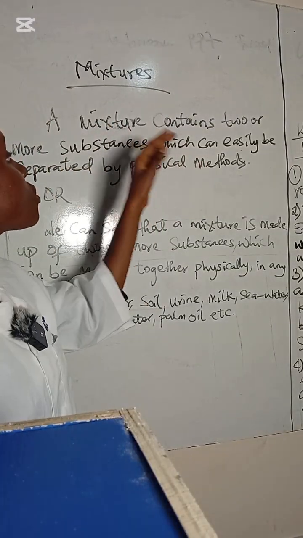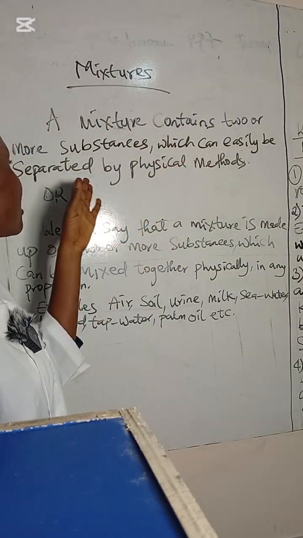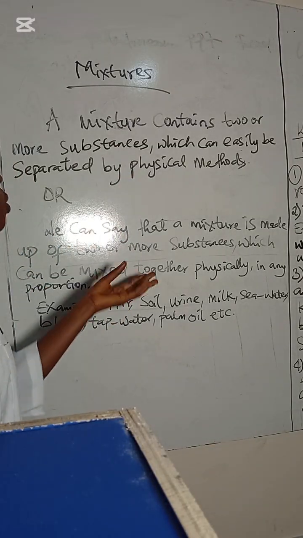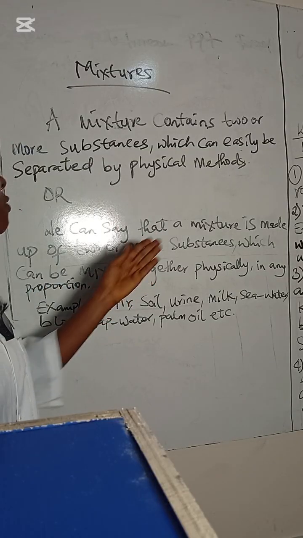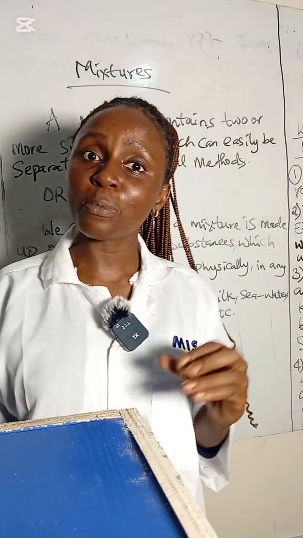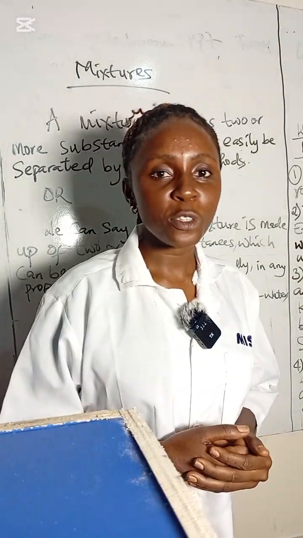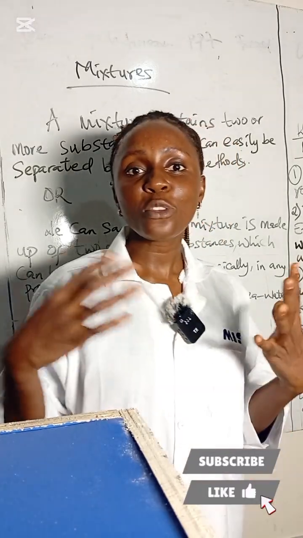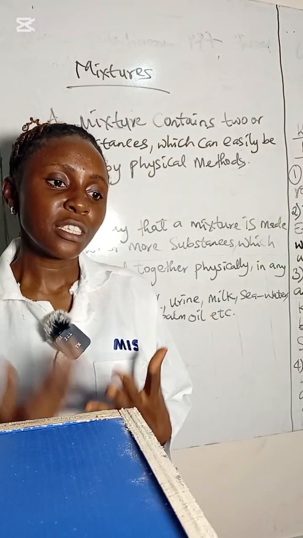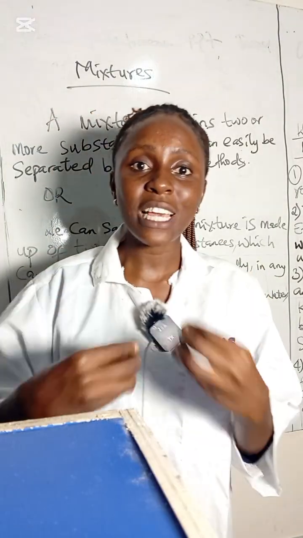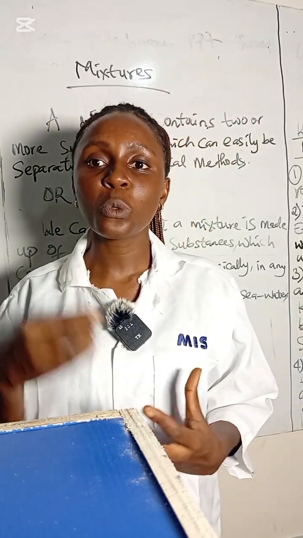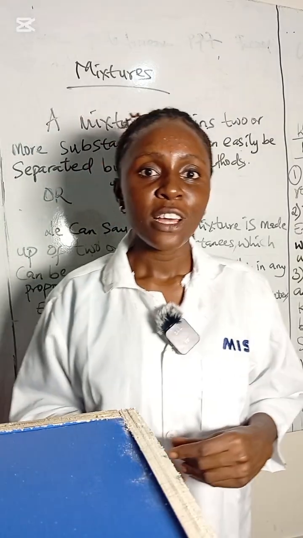A mixture contains two or more substances which can easily be separated by a physical method. Or I can say that a mixture is made up of two or more substances which can be mixed together physically in any proportion. If we talk about physical method, even though we're still going to do separation techniques, the physical method we are talking about is just like sieving. Let me use sieving for instance. When we want to sieve out different shapes or sizes of solid, that's sieving. Like let's use our normal gari for instance. When we want to sieve our gari, separating it from the chaff, that is it.